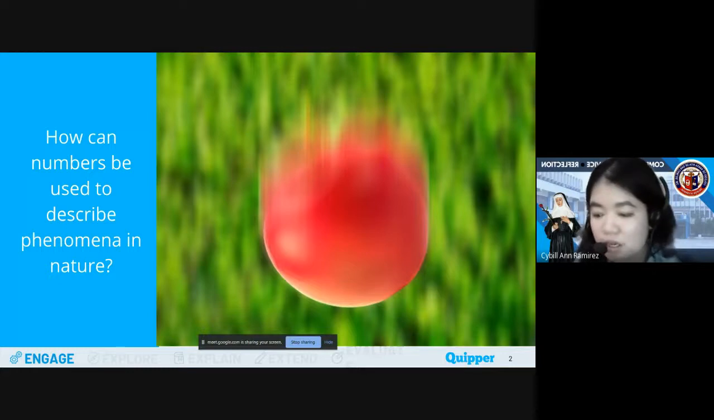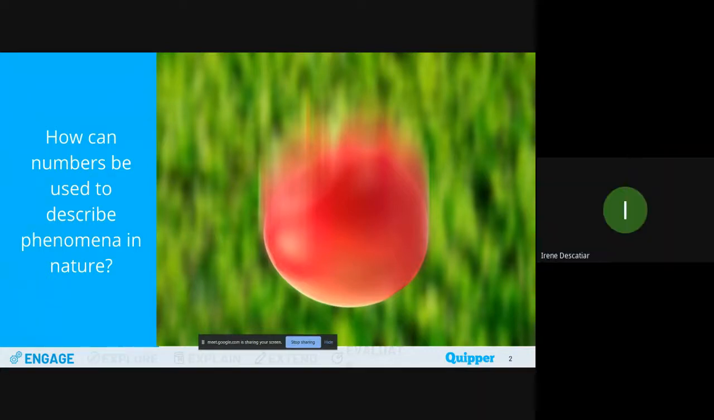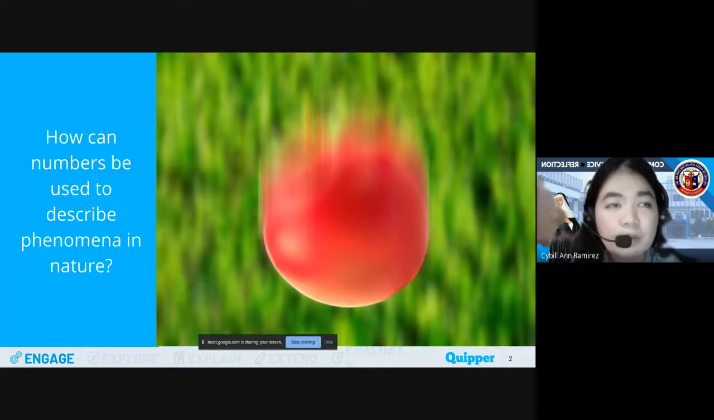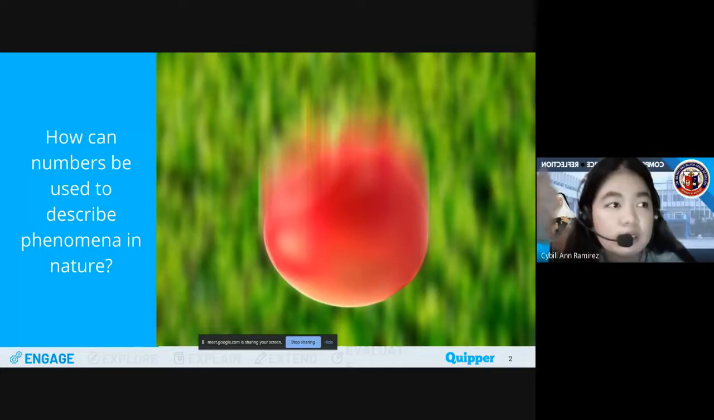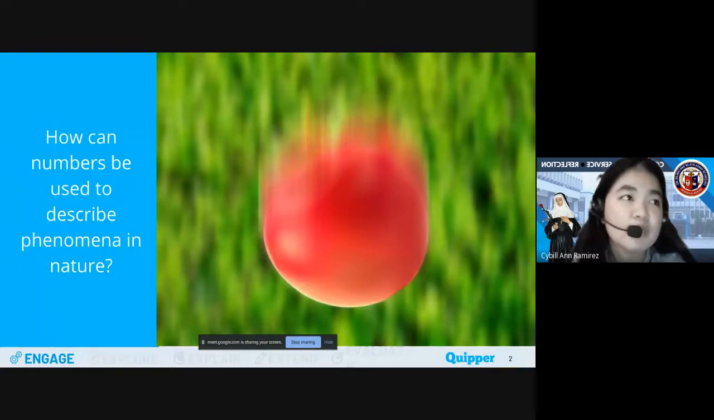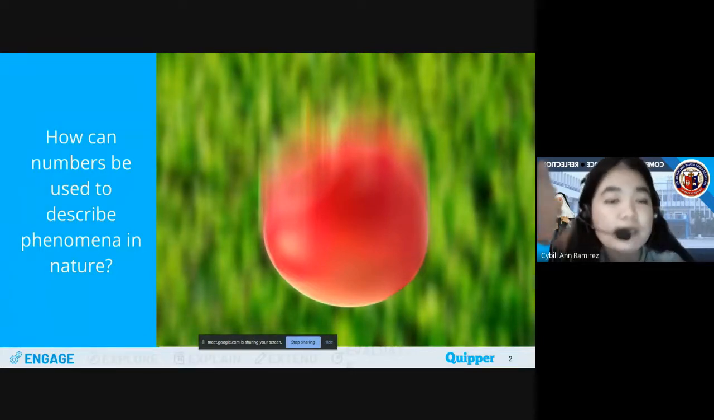Oh, I see. How about Irene? Can Irene hear me? Yes, ma'am. So for you, can you describe a certain situation, like elections or graduation, using numbers? Yes, ma'am. Okay, so in what way? You said yes, you can describe a phenomenon like an election using numbers. In what way can we describe that situation? If you were to describe the elections, sige.